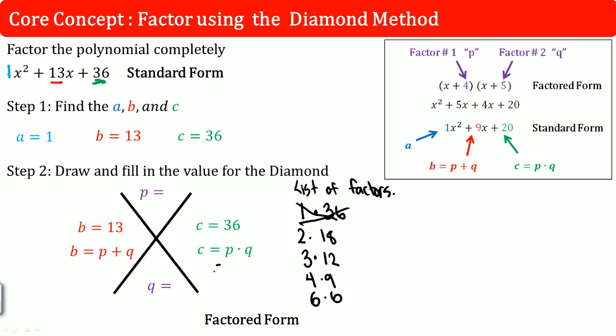Let's try 2 and 18. 2 times 18 gets you 36, so that works. 2 plus 18 gets you 20. Does that work? No. So we cross that out.